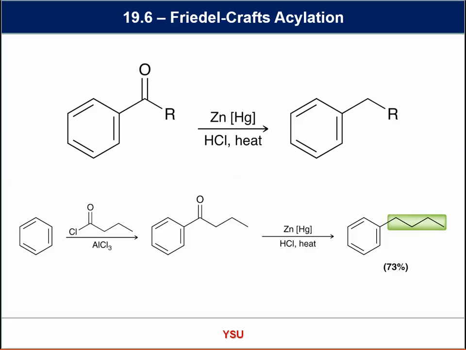You can see now how this would be useful in terms of making clean alkyl benzene products. If you start out with an acyl chloride and AlCl3, you're able to acylate the benzene to give the ketone at the bottom, and then you can get rid of the carbonyl by reducing it with zinc and HCl, and that's going to give you a clean product, the alkylated benzene, without any concern about rearranging.